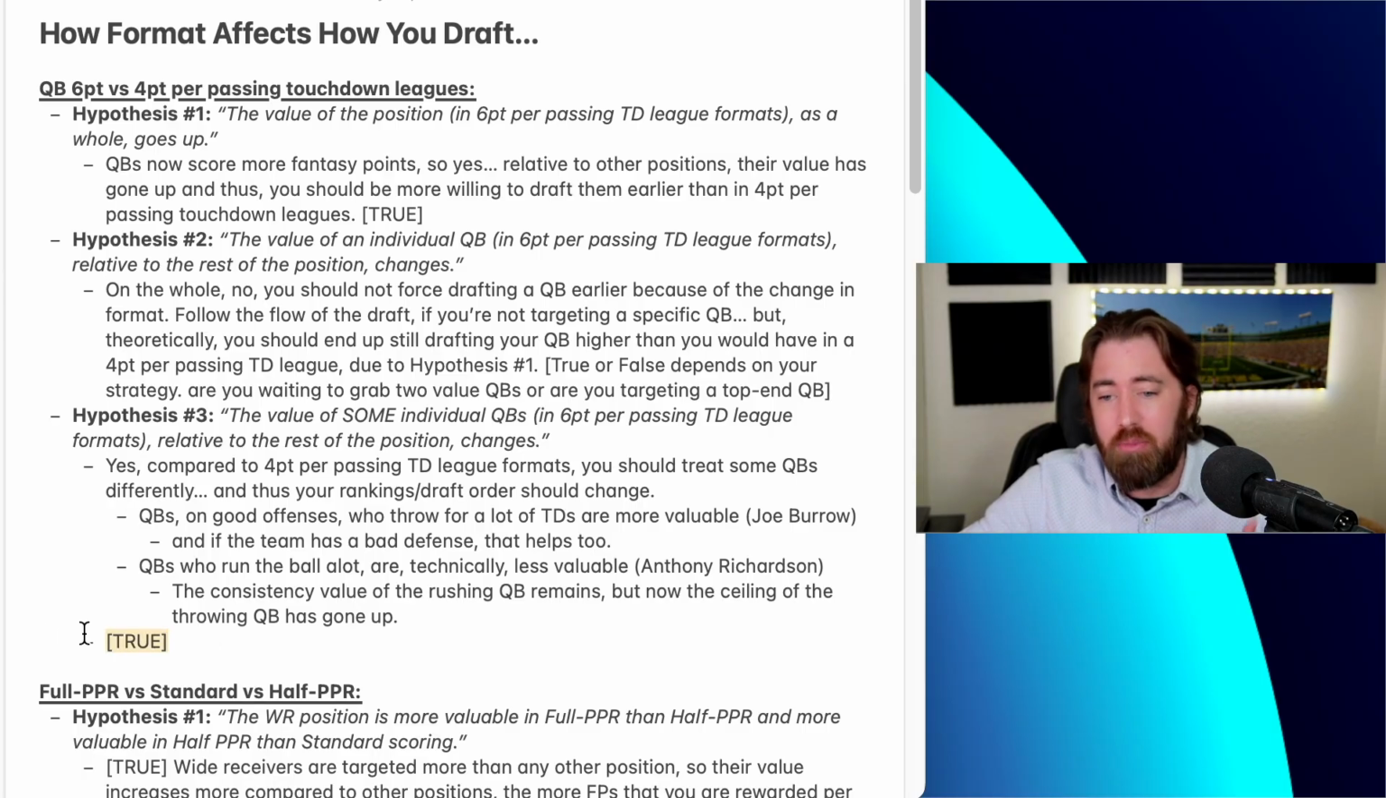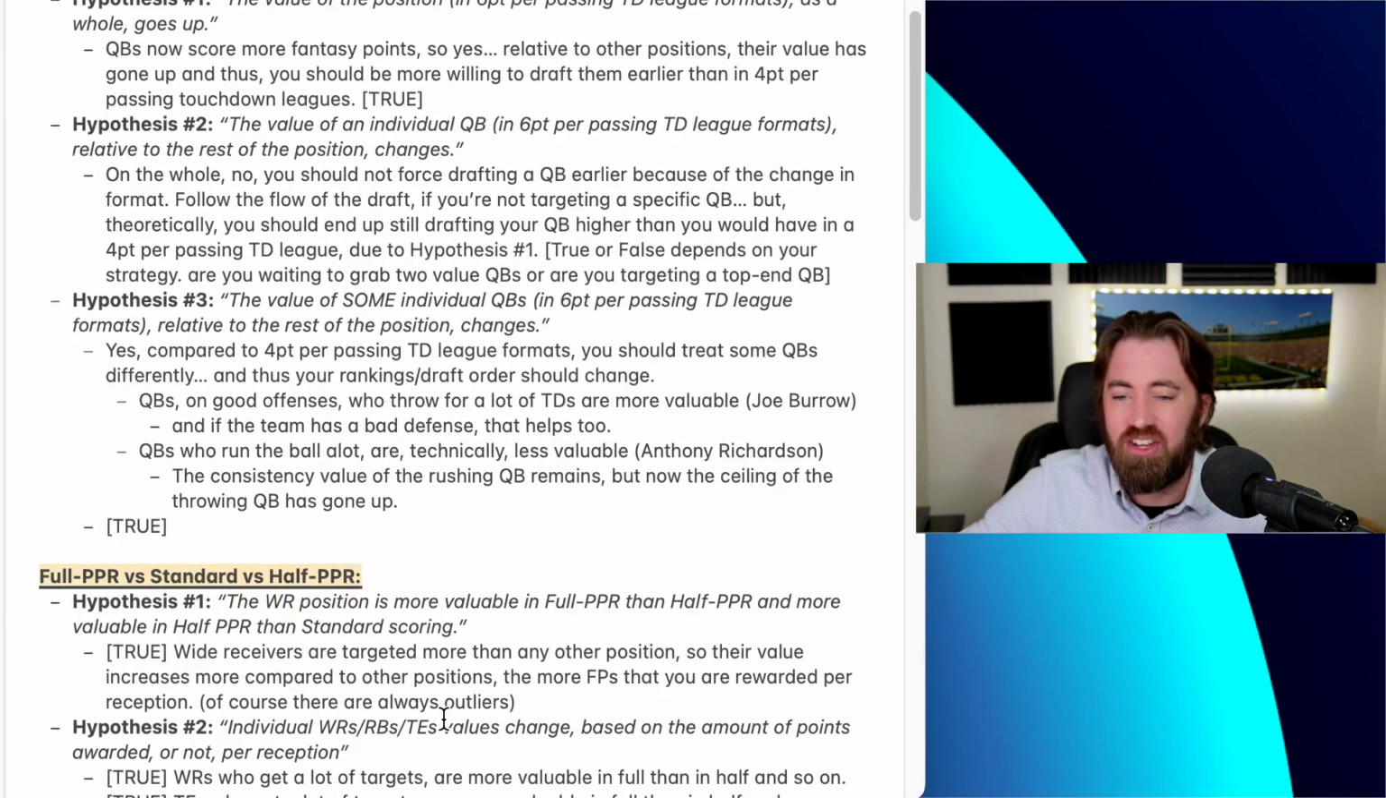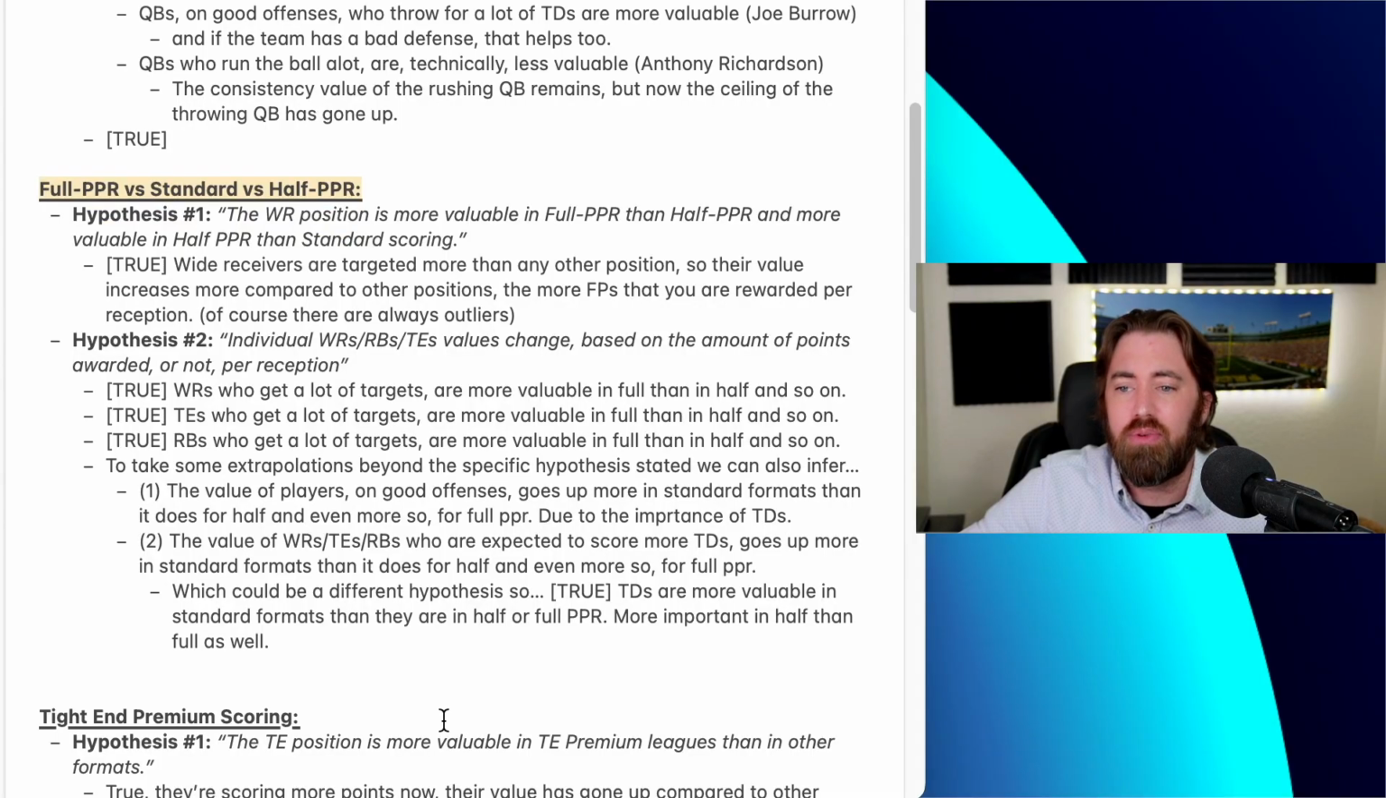So ultimately, I'm going to say this is true. You should treat quarterbacks relative to each other a little bit differently. You should not be using the same rankings that you would in a 4-point per passing touchdown league in a 6-point league.